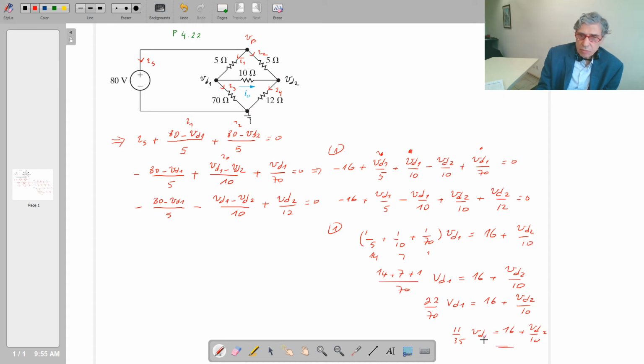So if I replace that VD1 here, so let me write this one as well. So there are two VD1s here, isn't it? One of them, 1 over 5 minus 1 over 10 VD1. VD2, both of them plus 1 over 10 plus 1 over 12 VD2 is equal to 16.